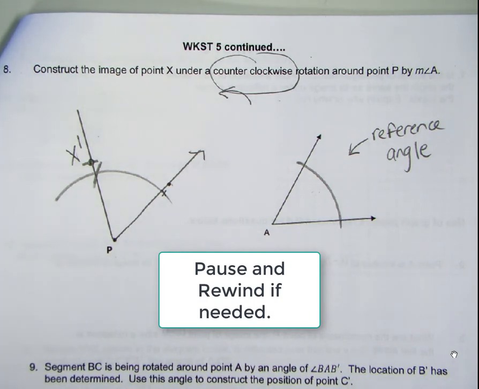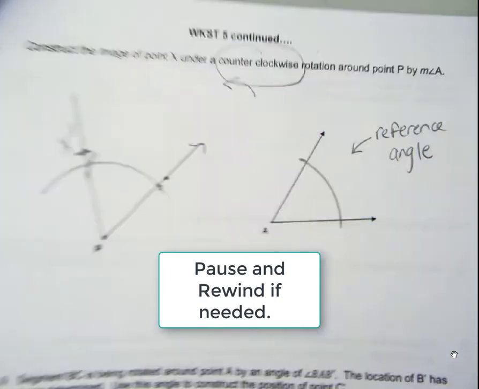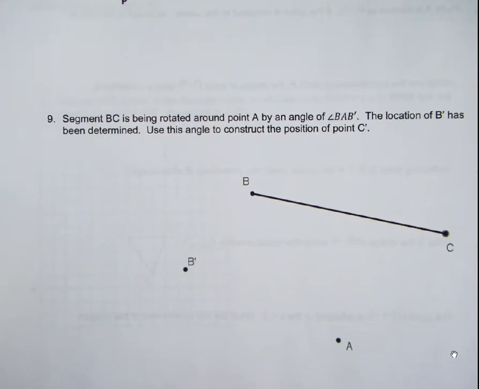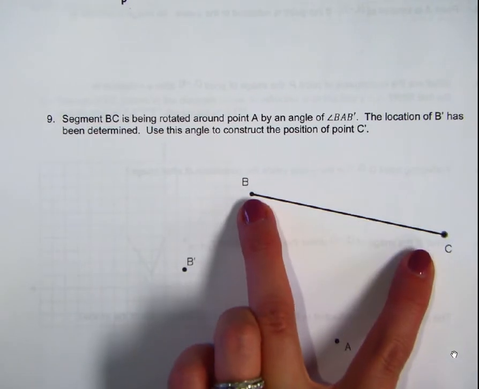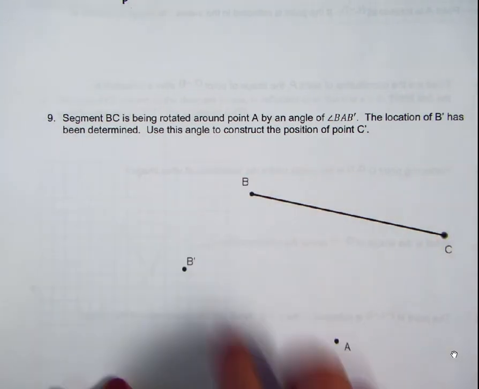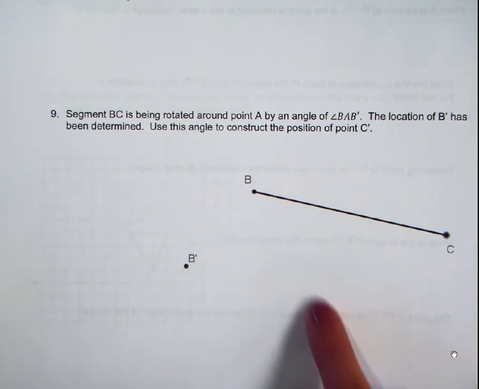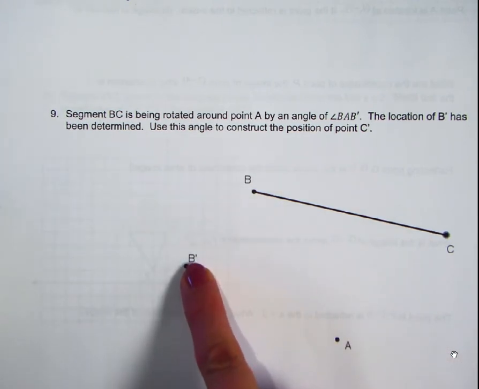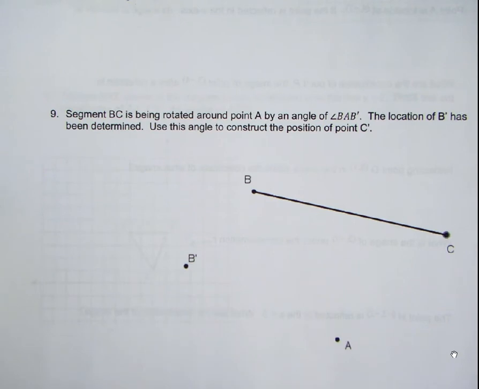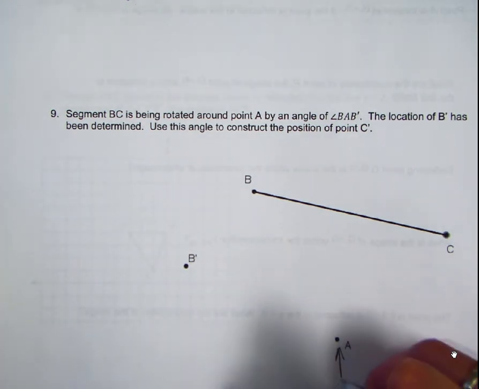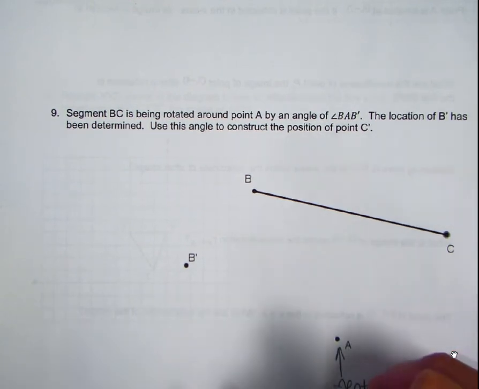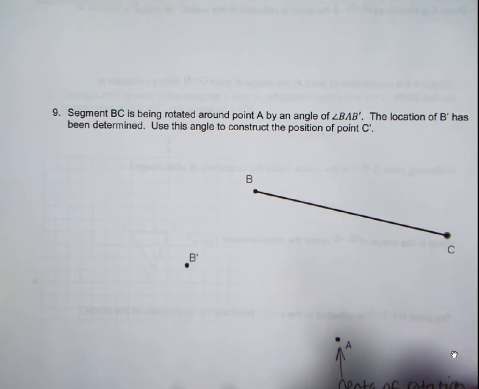Okay, so you can pause if you need to, go back to those two. Okay, number 9 is rotating a line segment. Segment BC is being rotated around point A by an angle of B prime. The location of B prime has been determined. Use this angle to construct the position of point C prime. This is my center of rotation. It's also my vertex point.